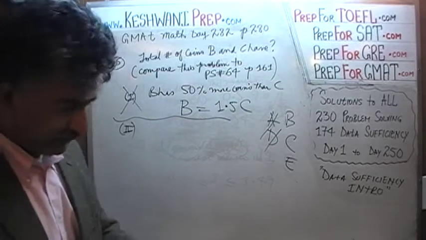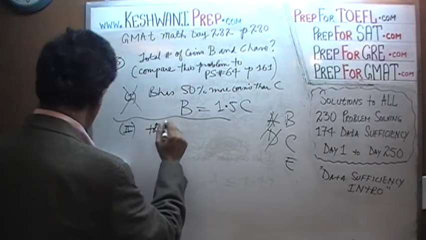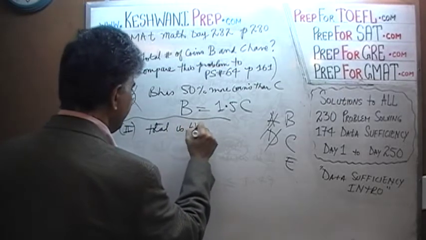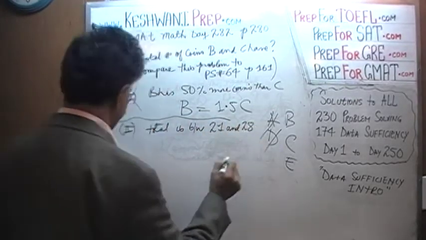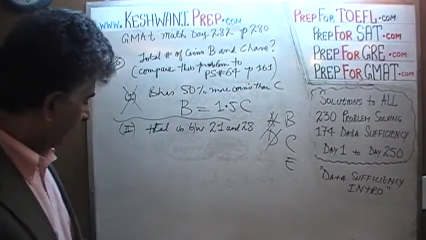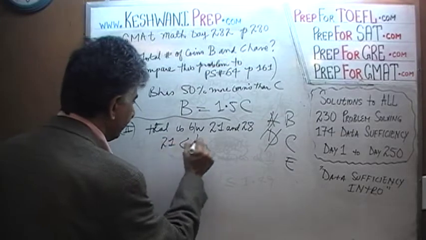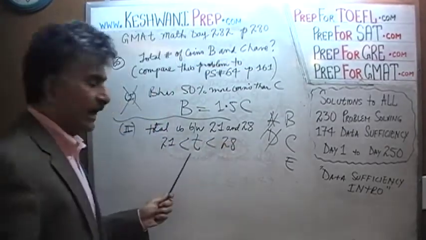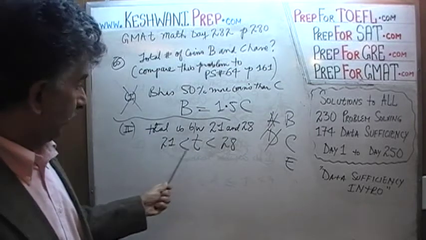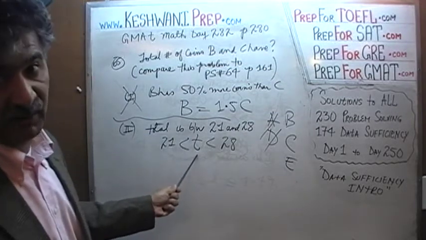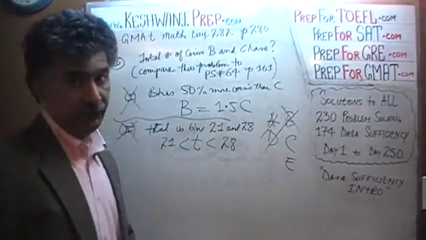In the second statement, they tell us that the total coins that we have is between 21 and 28. Again, simply knowing that the total happens to lie between 21 and 28 does not enable us to know the total number of coins there is. Obviously, all we know is that it is between 21 and 28. The second statement by itself does not do the job either. Answer cannot be B.